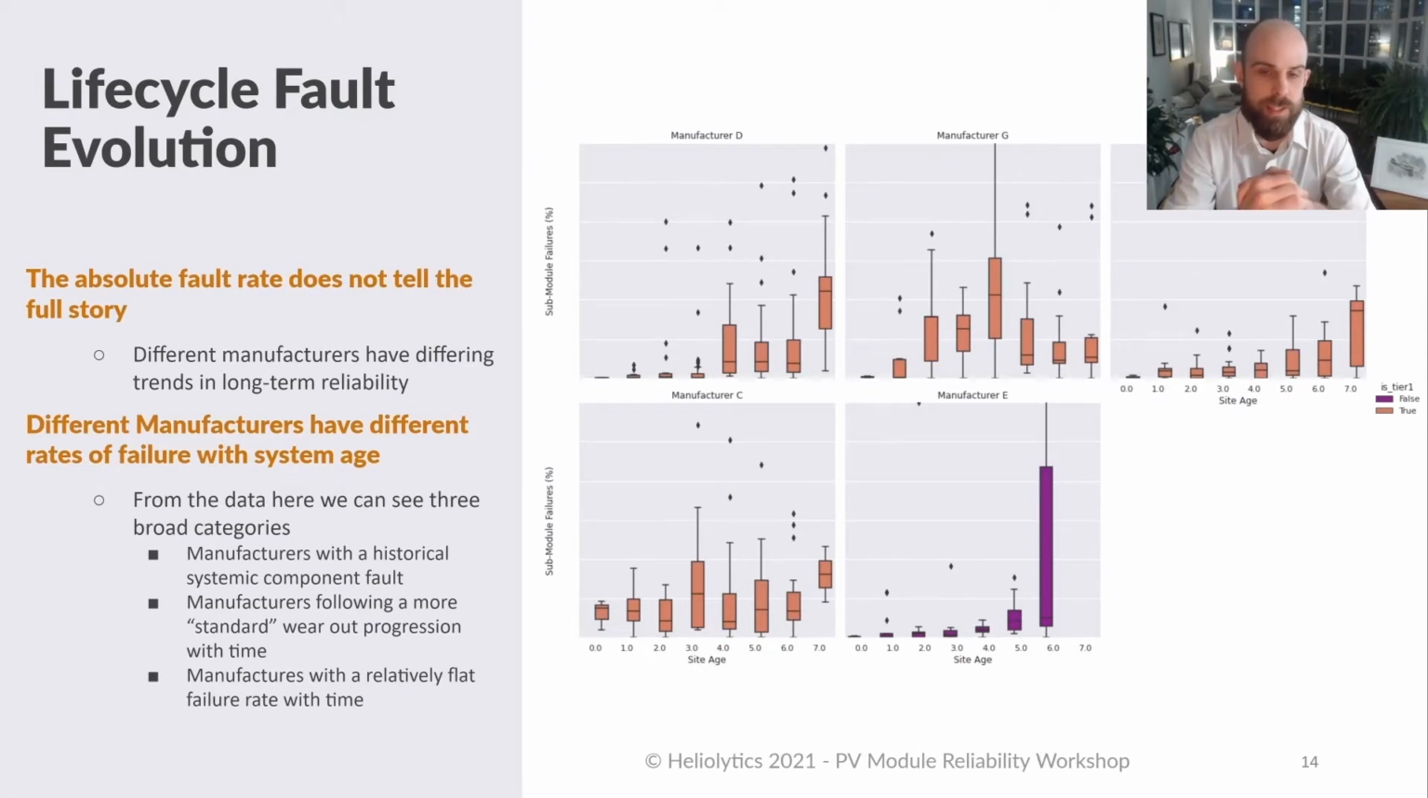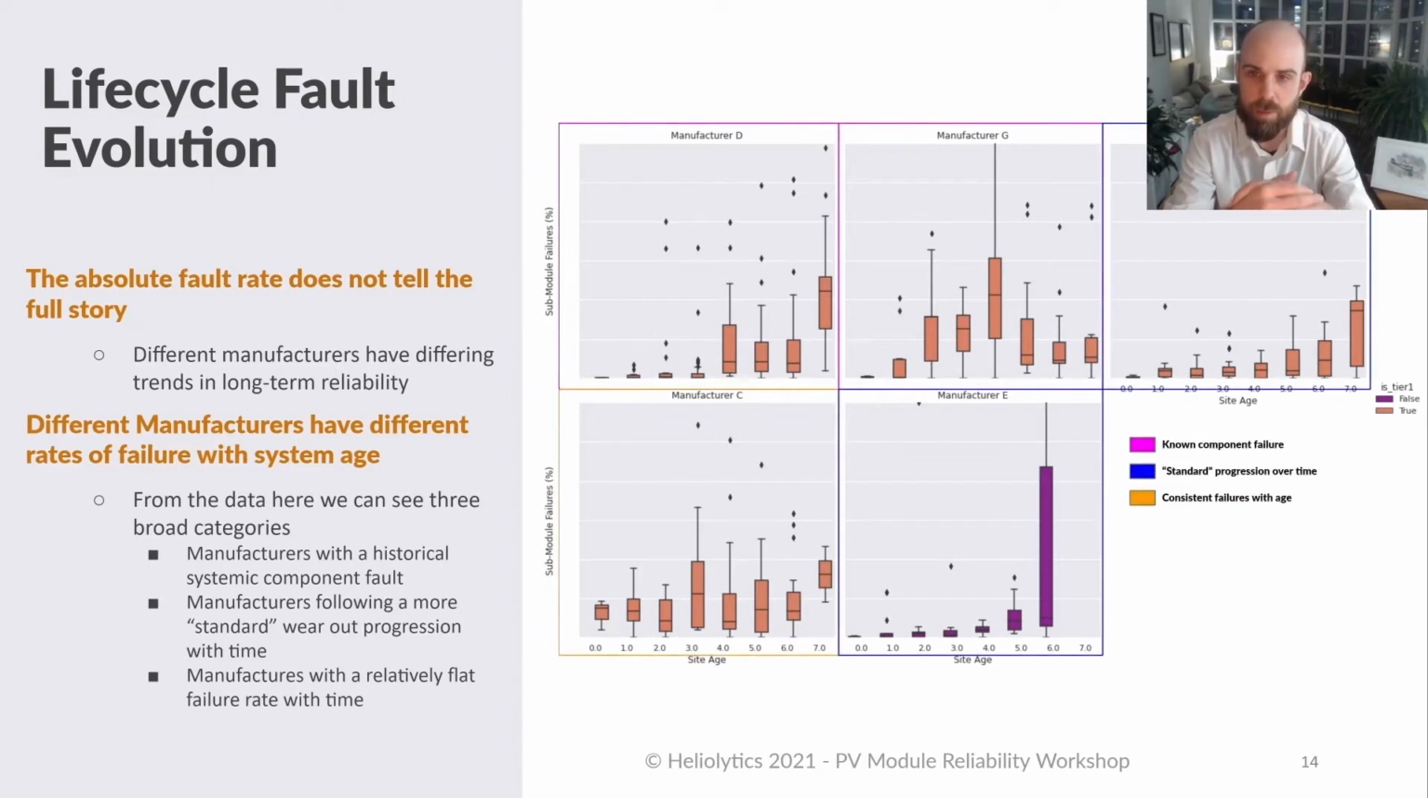We can also slice this another way. We can look at this by manufacturer. When we're looking at the manufacturer's failure rate of, in this case, submodule faults, which is just one subcomponent of the different reliability issues we could see from a module, we can see that different manufacturers have some pretty distinctive traces over time of failure rates. And if we dig into this a little bit more, we can pick out 3 different categories of failure rates.